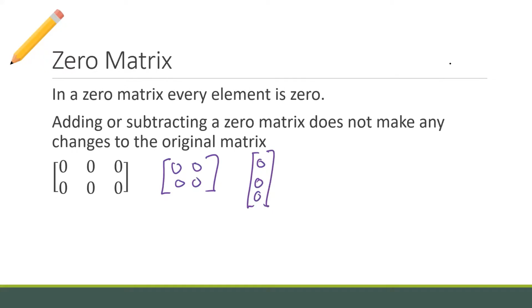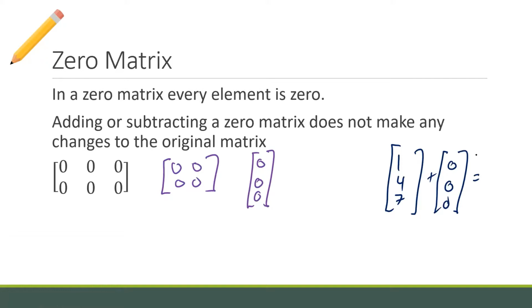So if I had, let's just take, if I had this, right? 1, 4, 7. And I added it to the zero matrix, 0, 0, 0. Well, 1 plus 0 is 1, 4 plus 0 is 4, 7 plus 0 is 7. Even though I've added a matrix to it, I haven't changed that matrix. Now that might seem obvious to you. Might seem like, well, that's clear, that makes sense.